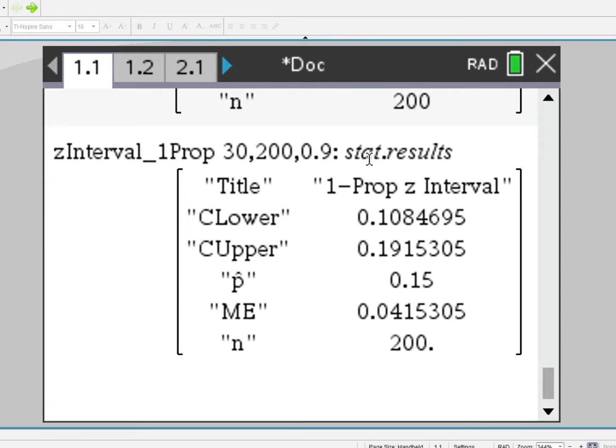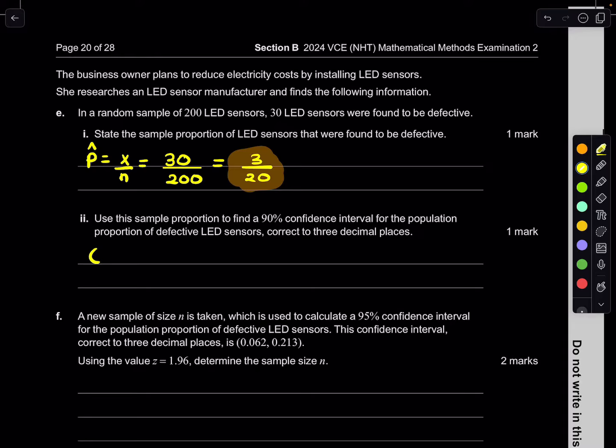It gives you your C lower, your C upper. It gives you your p hat, your actual sample proportion, what we just got basically, your margin of error, and your n value, which is just 200, of course. So let's write these down here. How many decimal places? 3 decimal places. So your confidence interval is going to be basically 0.108, comma, 0.192. Is that right? Have I made any decimal mistakes here? 0.192. Beautiful. Looks good. That's that one.